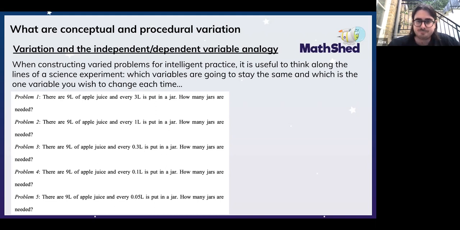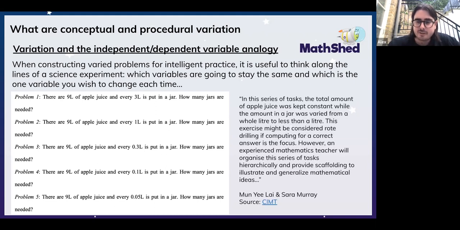So here, the researchers that included this in their paper, Munulai and Sarah Murray, say, in this series of tasks, the total amount of apple juice was kept constant while the amount in the jar was varied from a whole litre to less than a litre. This exercise might be considered rote drilling if computing for a correct answer is the focus. However, an experienced mathematics teacher will organise this series of tasks hierarchically and provide scaffolding to illustrate and generalise mathematical ideas.